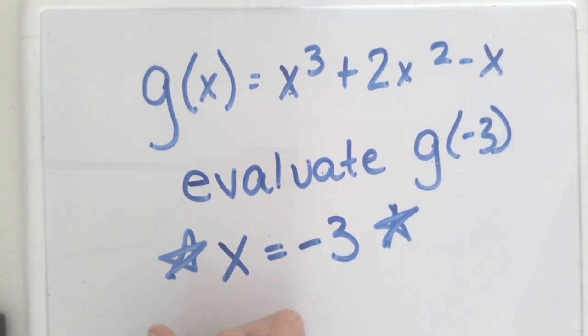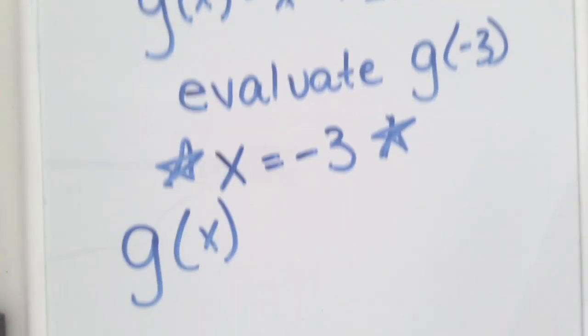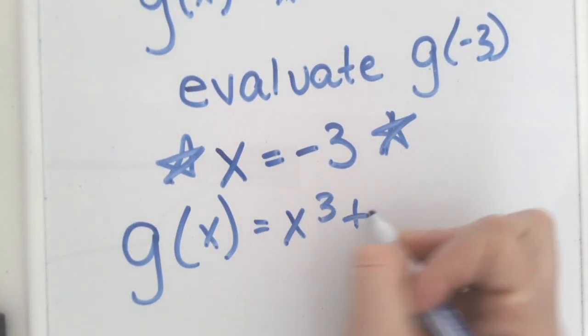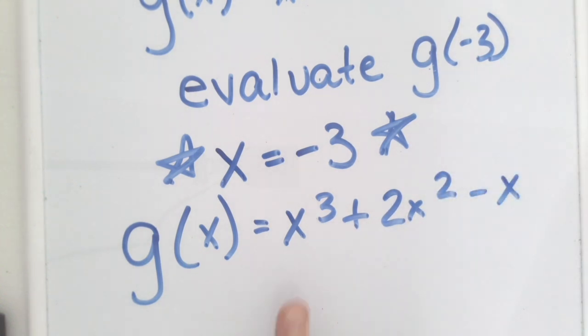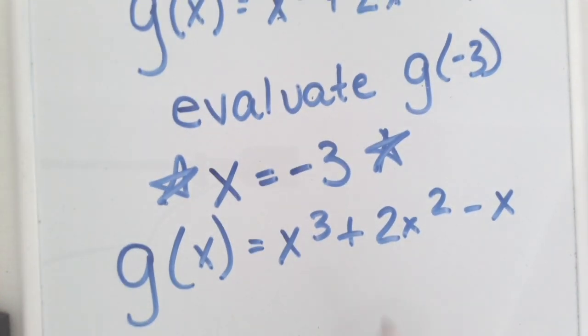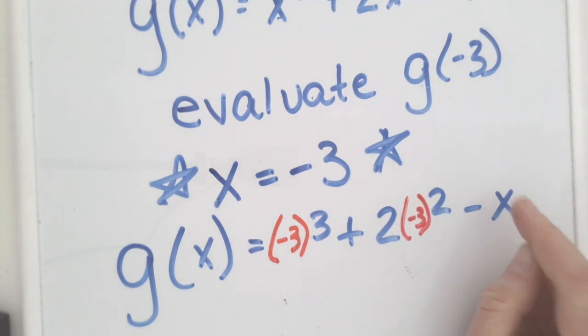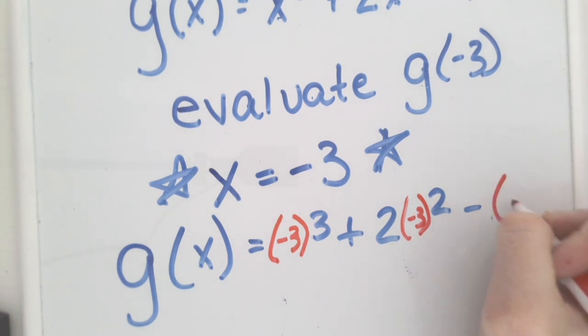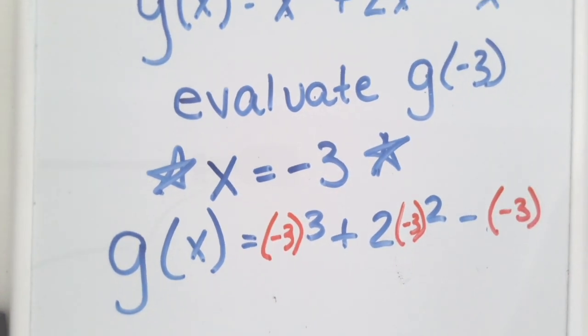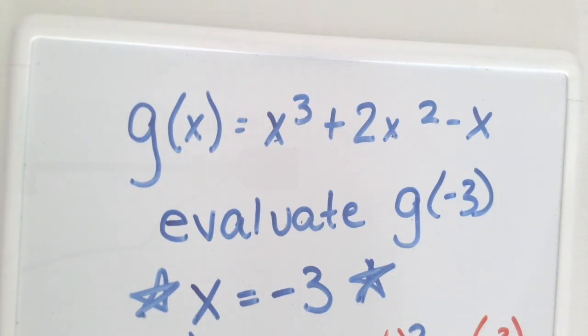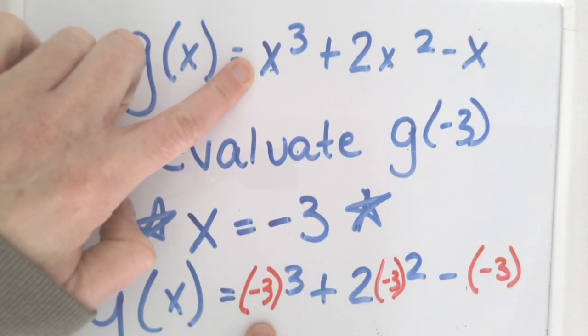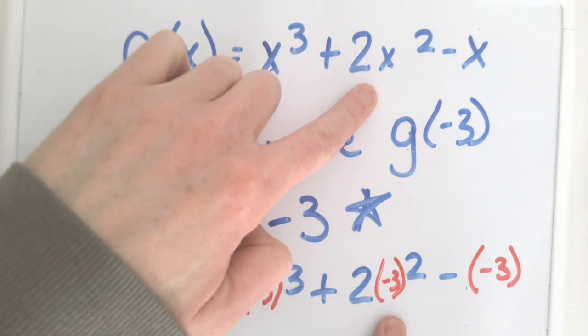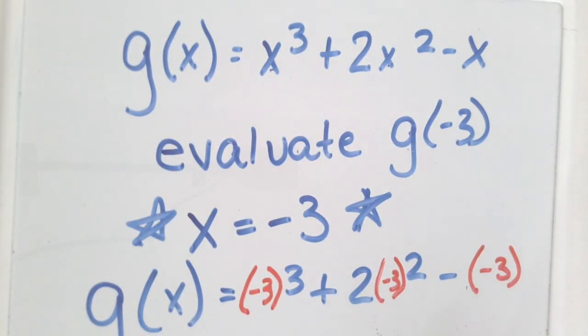So when I evaluate, I have g of x, again, let's write it out, equals x cubed plus 2x squared minus x. So I have a lot of x's that I need to replace. The first one is right here. I'm going to replace that x, put it in parentheses, with negative 3. I'm going to replace this x, put it in parentheses, with negative 3. I'm going to replace this x, put it in parentheses, with negative 3. Okay, everywhere there was a letter x, again, look at the original equation. I had an x, I replaced it with negative 3. I had an x here, I replaced it with negative 3. I had an x at the end, I replaced it with negative 3.